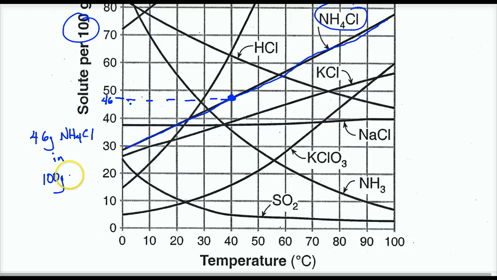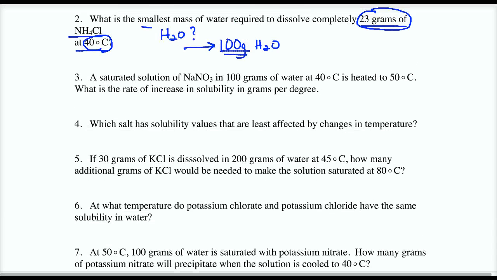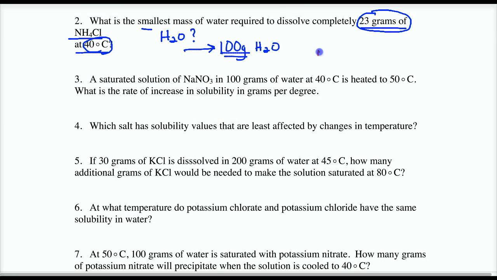The question was, what was the minimum amount of water that can dissolve 23 grams at 40 degrees Celsius? Well, if 46, and it's an approximate number, I get it, dissolves in 100, then your guess would probably be, you got it, 50 grams, right? If you're going to have half the amount at the same temperature, you must have half the water. So 50 grams of water, because in 100 grams of water, you can dissolve 46. So the answer above is 50, okay? So 50 grams of water will dissolve 23 grams.